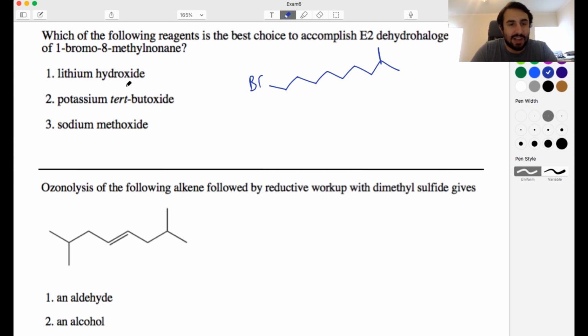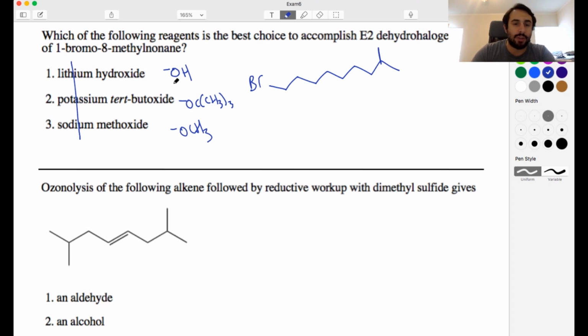Lithium hydroxide, potassium tert-butoxide, sodium methoxide. We don't care about these counterions. Those don't really do anything. The bases are the things that do the deprotonation. So we've got hydroxide. We've got tert-butoxide. And we've got methoxide, right? So which of these is going to be best for doing E2?